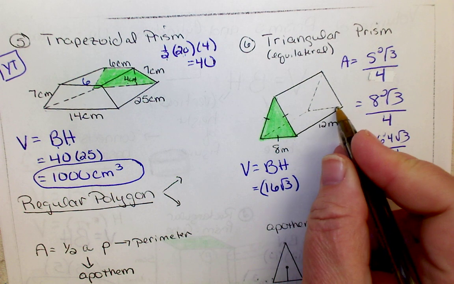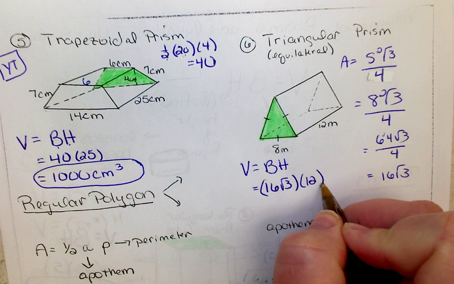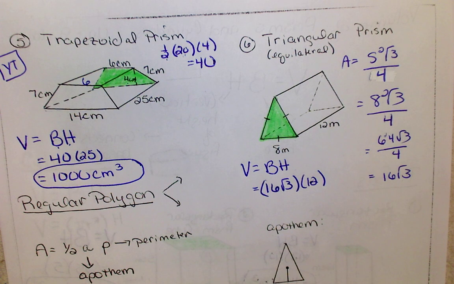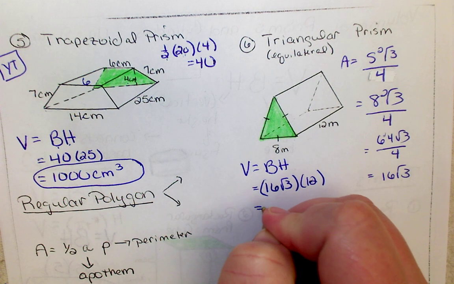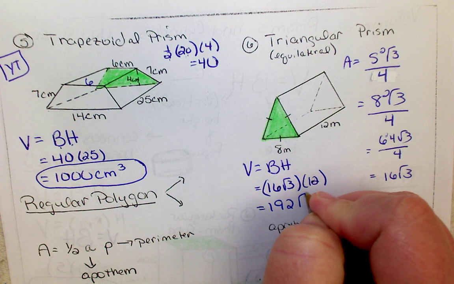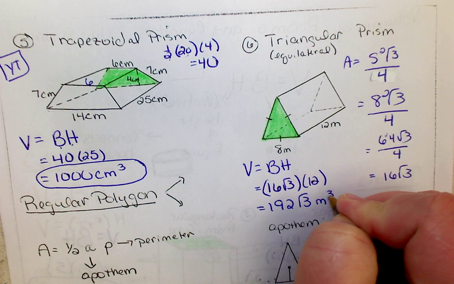All right, the height of our prism is 12. And 16 times 12 is going to give us 192 times the square root of 3 meters cubed.